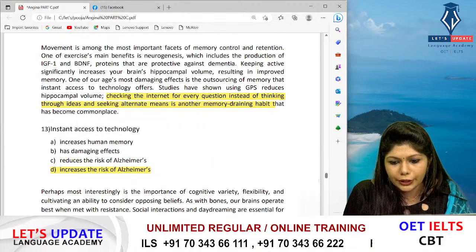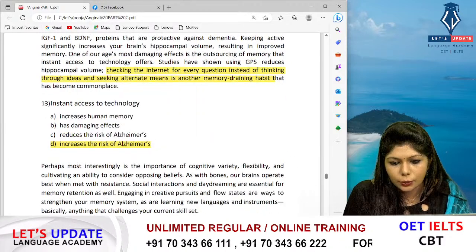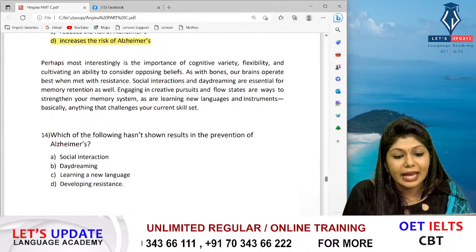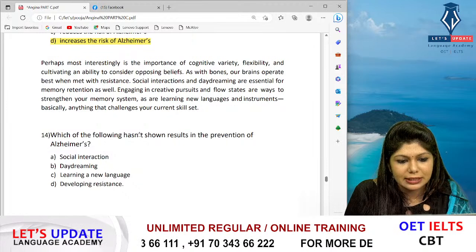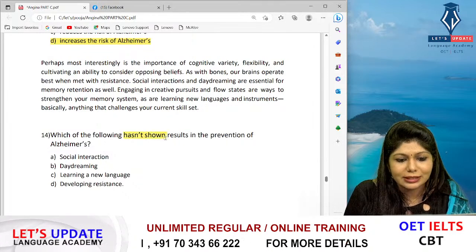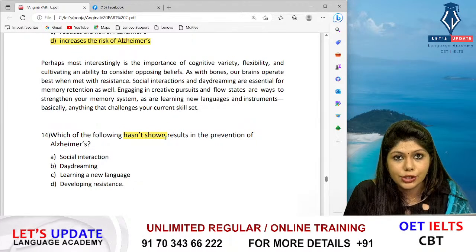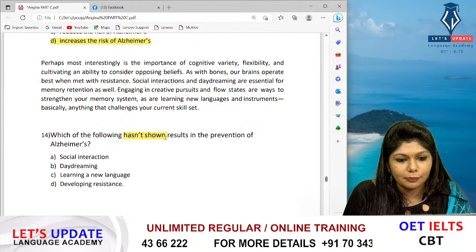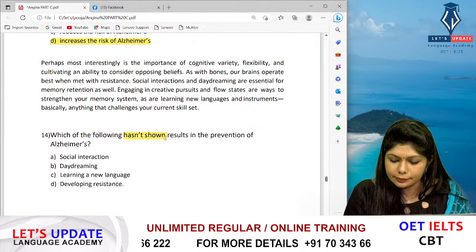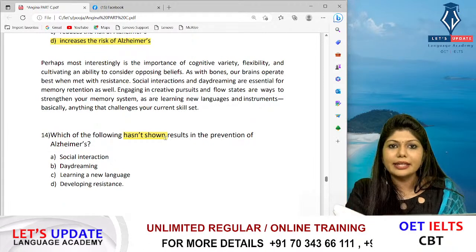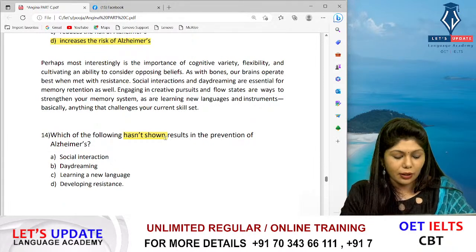So now moving on to the next question and the extract. That's the last question. Which of the following hasn't shown results in the prevention of Alzheimer's? Hasn't shown. Just highlight that, because you need to find something that hasn't shown results. Okay, not something that is mentioned over there. Okay, I'll give you a minute to read this and then we'll solve it together.